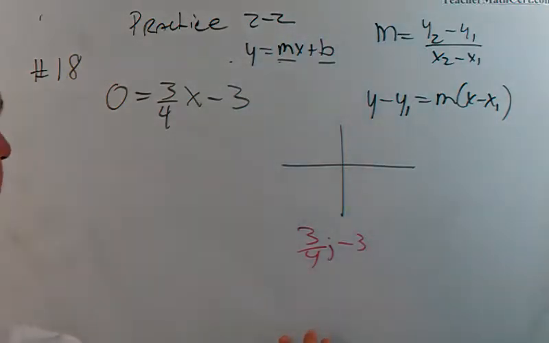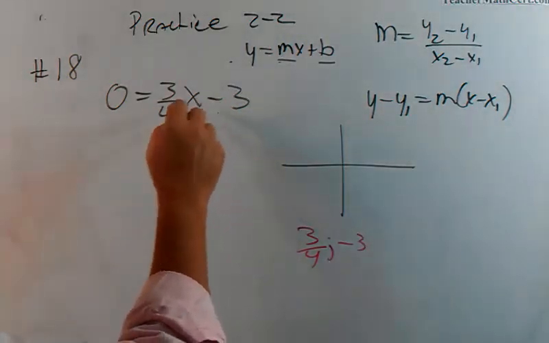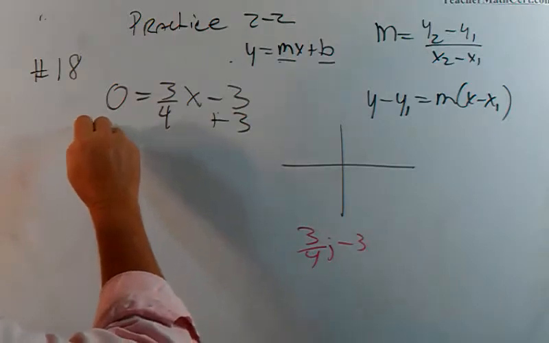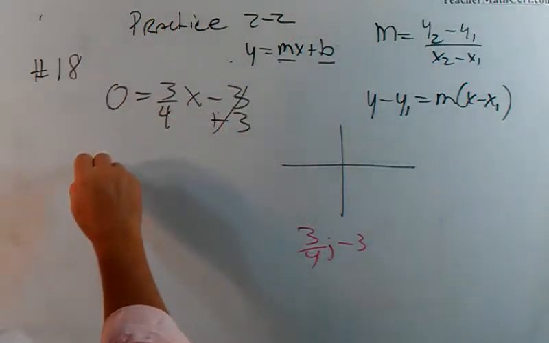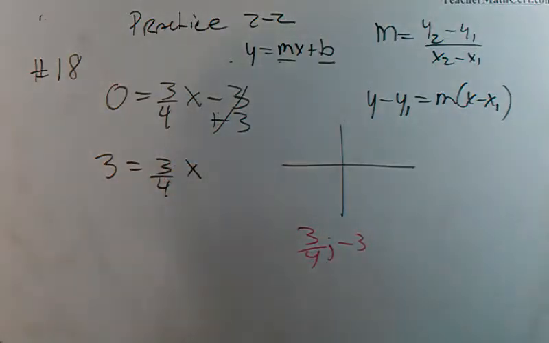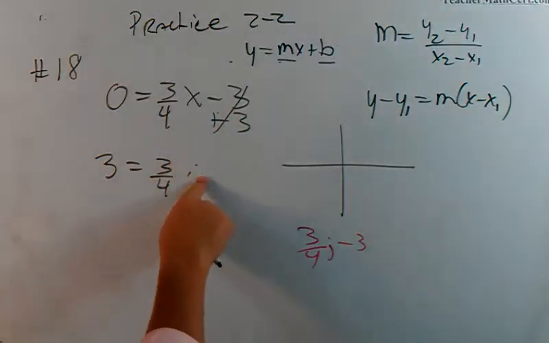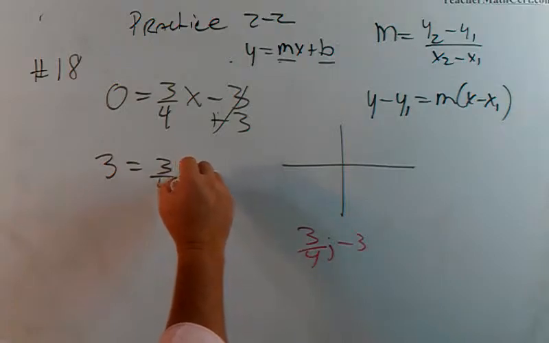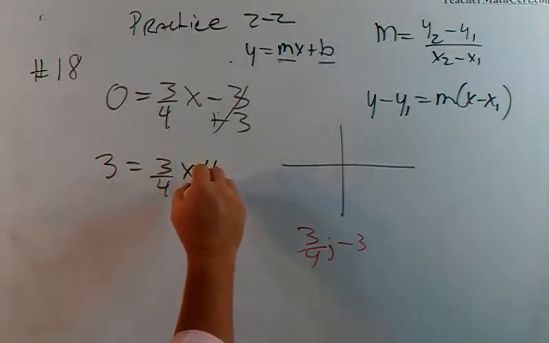So we solve for x. How do we do that? Well, plus 3 here, we add 3 over here. So we got 3 is equal to 3/4 x. How do we get rid of this 3/4 x? Well, we multiply it times what? 4/3, right? That cancels, that cancels.